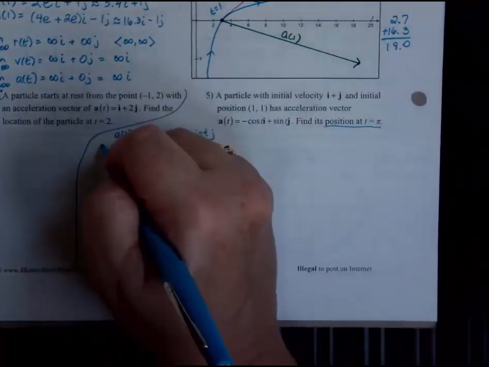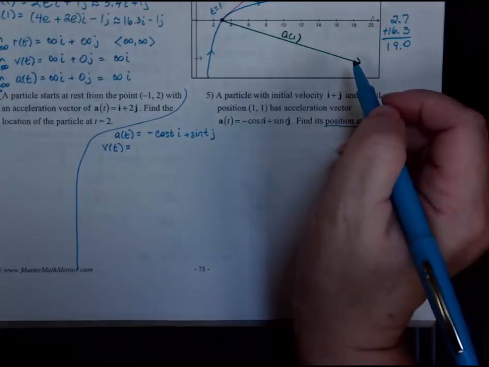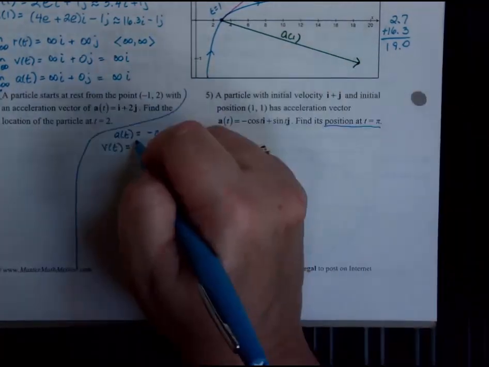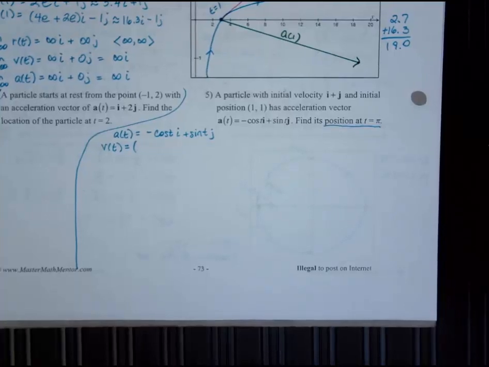What would the velocity be? You're going to need a parentheses, I'll tell you right now. I'm doing the antiderivative. Negative cosine. What is the antiderivative of negative cosine? Negative sine, very good.